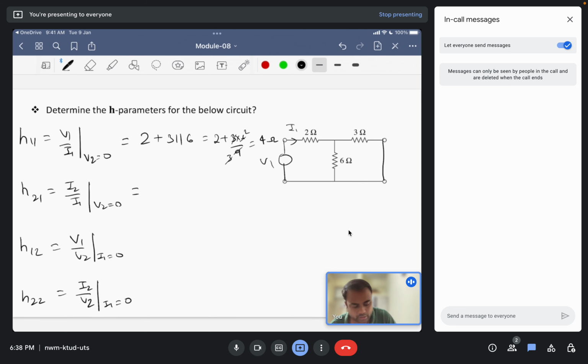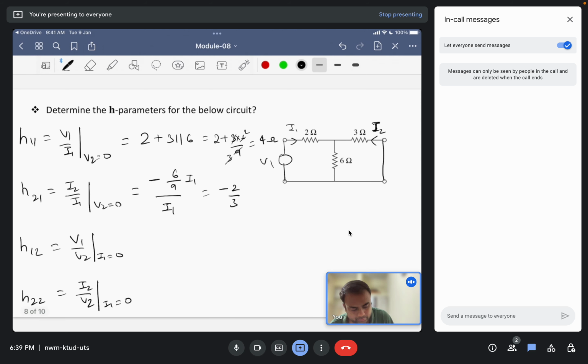Second one is I2 by I1. So this is I1, this is I2. Let us take I1 as it is, and now we have to use the current division rule. There is a negative sign because the flow direction is opposite. So minus 6 by 9, the sum of 6 and 3, times I1. So this is minus 2 by 3.